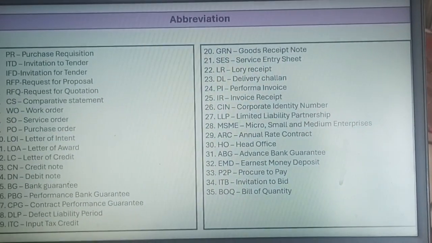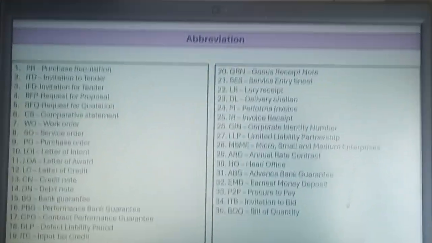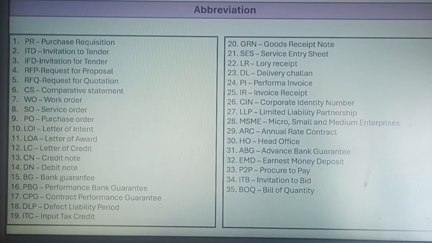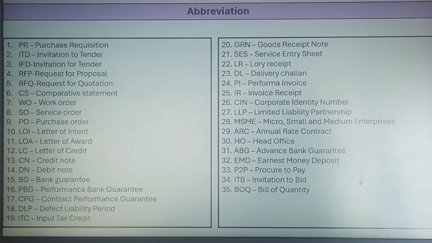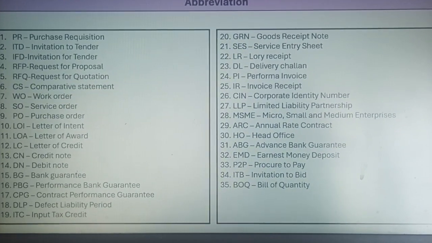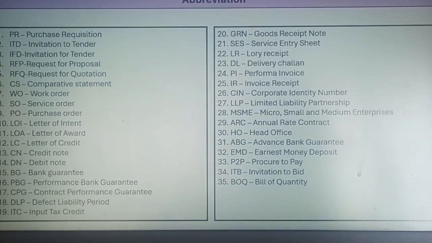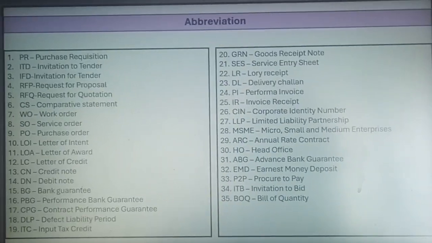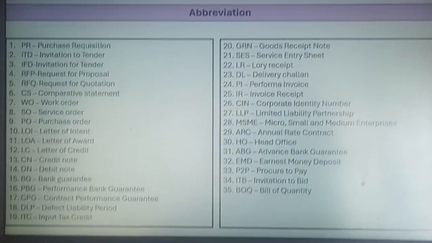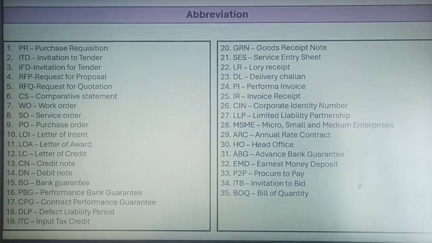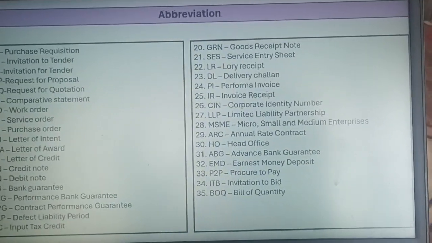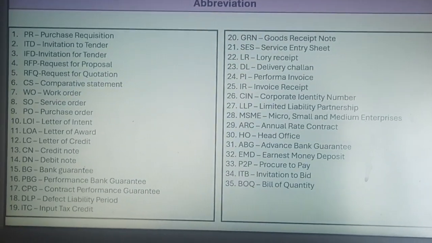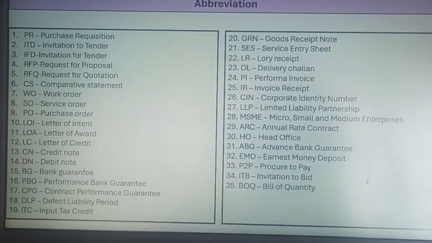BOQ, bill of quantity. It is a crucial thing. Whatever PR is raised by the user team, the item description, serial number, quantity, and unit of measurement mentioned in that PR, all combined, is called a bill of quantity. And once we add rates, meaning unit rates, total rates, GST rates, and grand total, these are transferred from the SOR, schedule of rates.